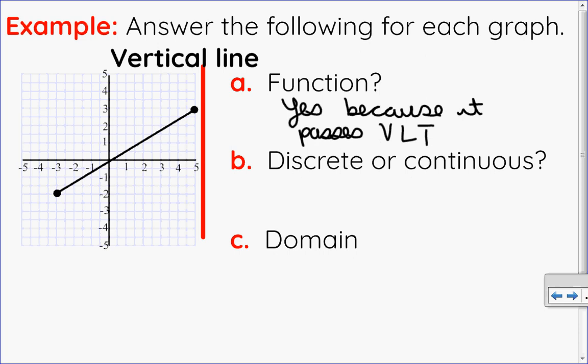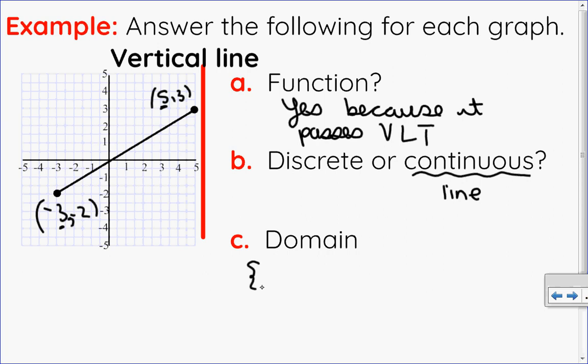Does this graph show discrete or continuous data? Because there's a line, it includes all of those values, so it is continuous, because it is a line, which means the in-between points mean something. Okay, the domain. Let's identify our endpoints. We're at -3, -2, and here we're at 5 and 3. So my domain for x is in between -3 and 5.